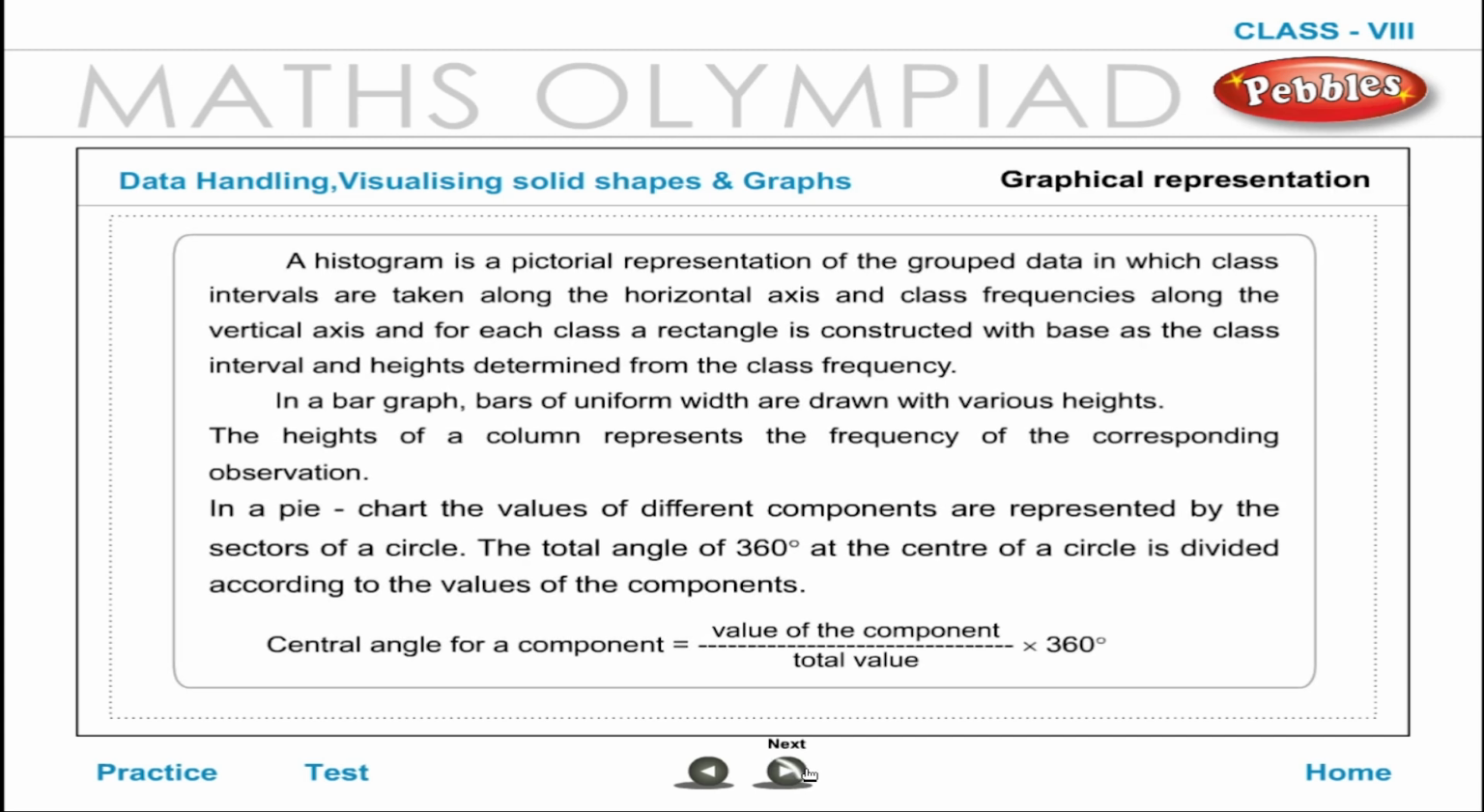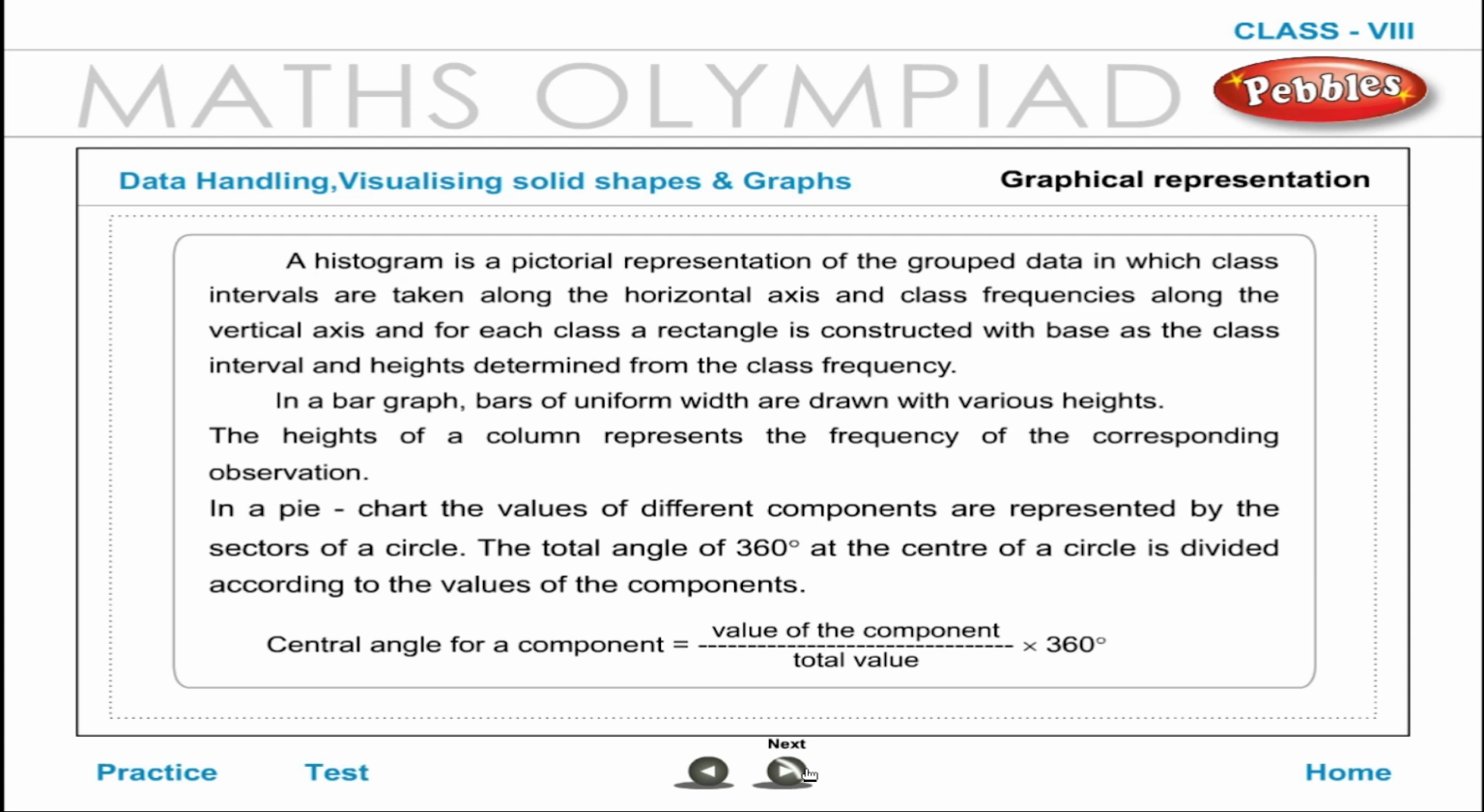Graphical representation. A histogram is a pictorial representation of the grouped data in which class intervals are taken along the horizontal axis and class frequencies along the vertical axis, and for each class a rectangle is constructed with base as the class interval and heights determined from the class frequency. In a bar graph, bars of uniform width are drawn with various heights. The heights of a column represents the frequency of the corresponding observation.